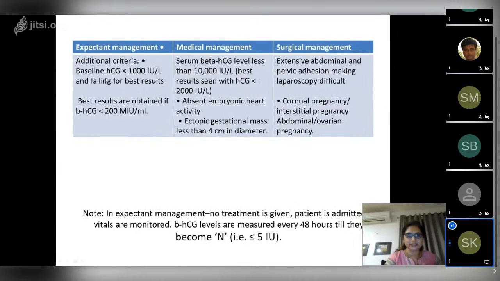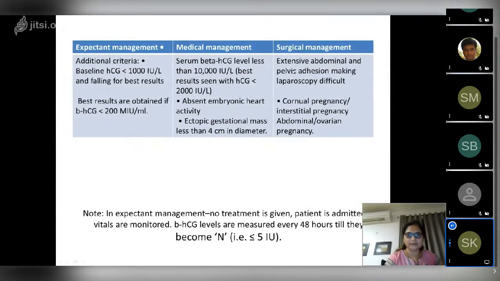Now, what are the additional criteria for expectant, medical and surgical management? You have to remember that the beta HCG baseline should be less than 1000 for expectant management, and it should be in a falling trend. And the best results are obtained if the beta HCG level is less than 200. In medical management, the serum beta HCG level should be less than 10,000. Best results are seen when the HCG levels are less than 2,000. There should be an absent embryonic heart activity, and the ectopic gestational mass should be less than 4 centimeter in diameter.